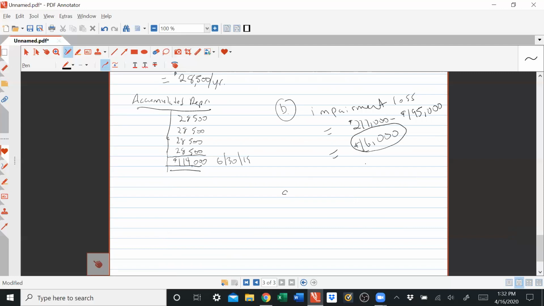So there's the amount of the impairment loss. In the journal entry, we debit impairment loss. It's like an expense. It shows up on the income statement under the expense, other expenses and losses section. So 16,000, and then we don't credit the machine, we credit the accumulated depreciation. We just add 16,000 to the accumulated. In effect, that makes the book value of the equipment go down by 16,000. So we credit accumulated depreciation.